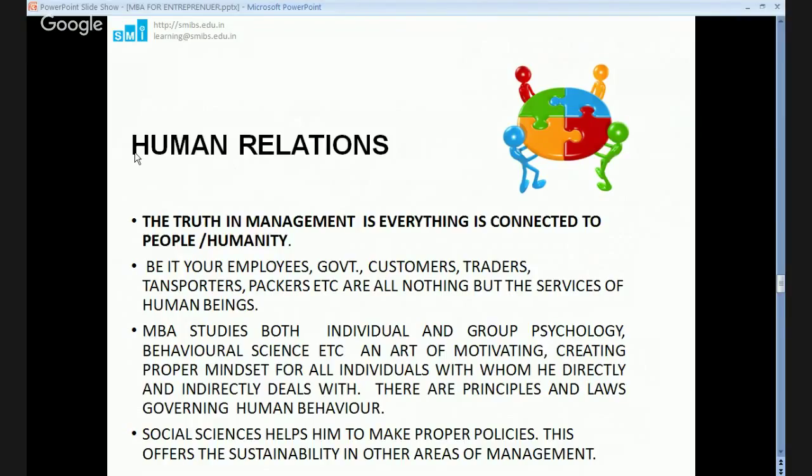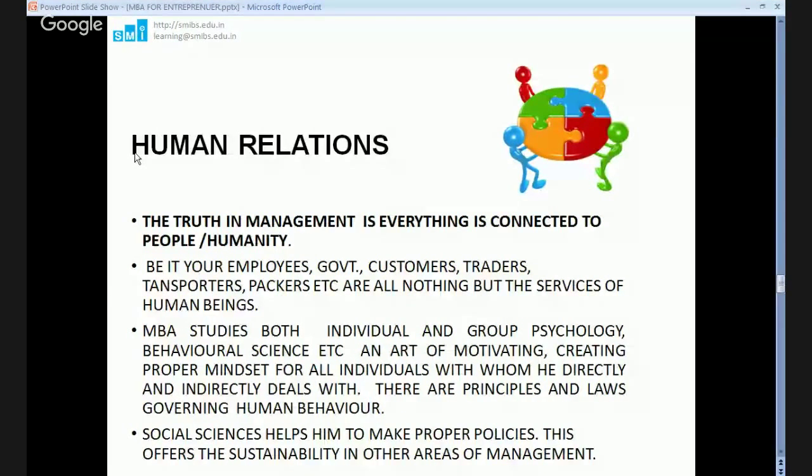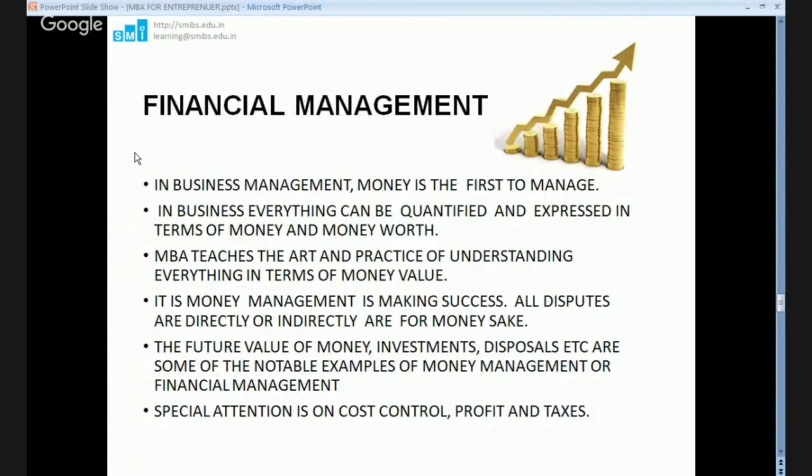MBA studies both individual and group psychology, behavior science, etc., an art of motivating, creating proper mindset for all individuals with whom he directly and indirectly deals. You know, motivating a customer and motivating an employee is different. So he knows what technique he has to apply within the industry, what techniques he has to apply outside the industry in the market. Social sciences help him to make proper policies. This offers sustainability in other areas of management. How you must be sustainable in the business and carry forward your effort comes by a sense of human relations concepts.